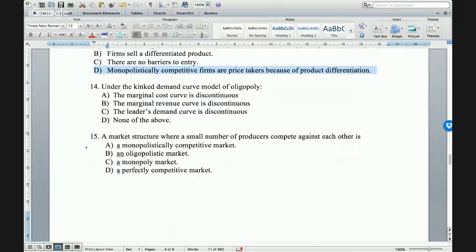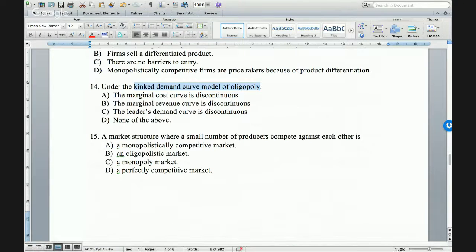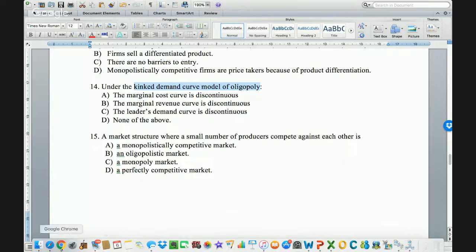Okay, 14. Under the kinked demand curve of oligopoly. I think it's a good idea to have a look at a diagram for this. So I'm just going to do a quick Google search and see how that goes so we understand. Let's look at the options. Marginal cost is discontinuous, marginal revenue discontinuous, demand curve, or none of the above. So one of those is definitely discontinuous, but I want to show you the diagram and I want you to point it out to yourselves before I actually give you the answer.